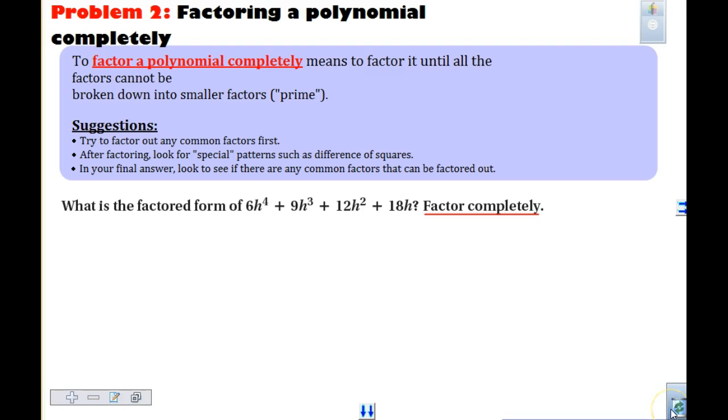All right. Okay? Now, I always will have the directions that say factor, but this whole factor completely means factor until it cannot be broken down into smaller or prime factors. So, try to look for any common factors first. These are the hints. After factoring, look for special patterns. So, what are our special patterns? Well, a squared plus 2ab plus b squared, that was one. And the only thing different is this could be a plus or a minus. That's one of our special patterns. The other special pattern is a squared minus b squared. So if you can see some of those final patterns, as your final answer, you need to look if there's any common factors that can be factored out.